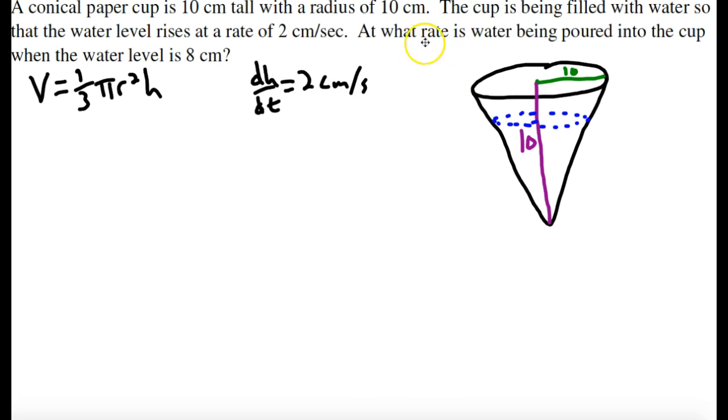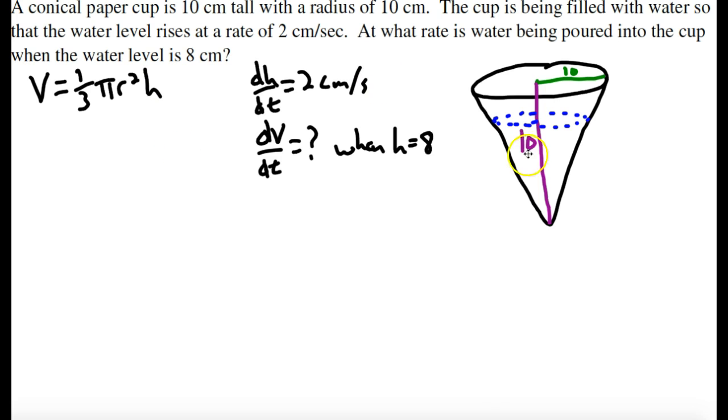Then we are given that the instance that we care about is when the height is h equals 8. And we want to find the rate that water is being poured into the cup. So that's going to be the rate of change of the volume. I want to find dV/dt at the instance when h equals 8. We're not given any information about the radius or the rate of change of the radius.